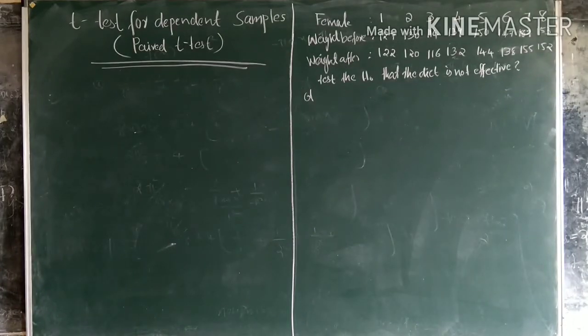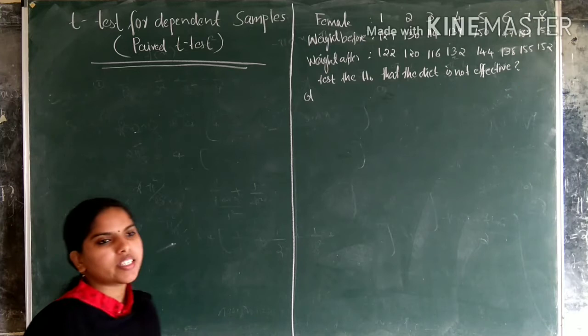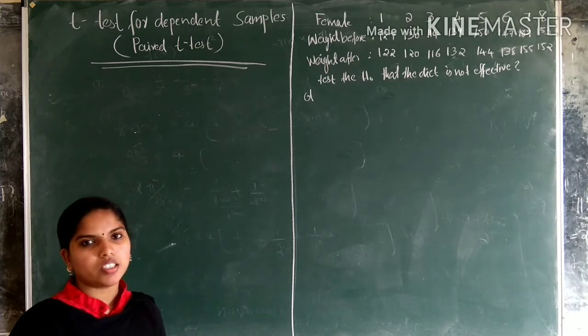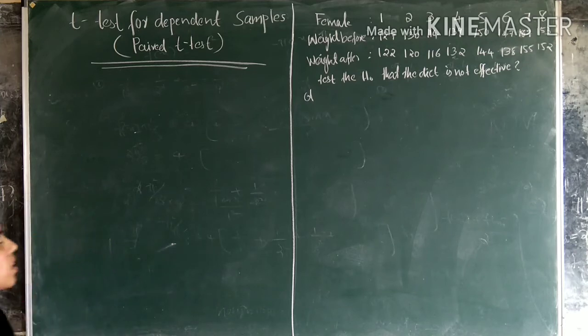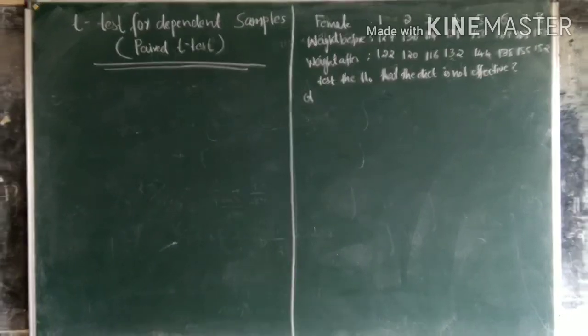That is where the t-test comes in. We have independent samples and paired samples. The independent samples are two samples, and in the paired test the samples are dependent. Out of the random samples, the sample sizes can be different or equal, and we consider the population.